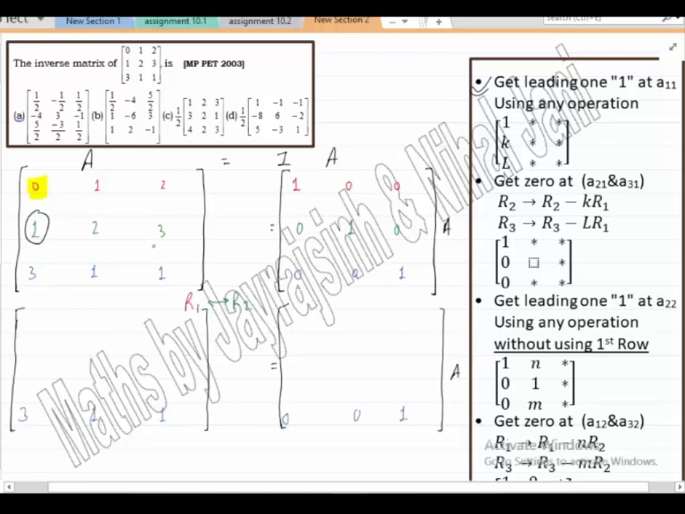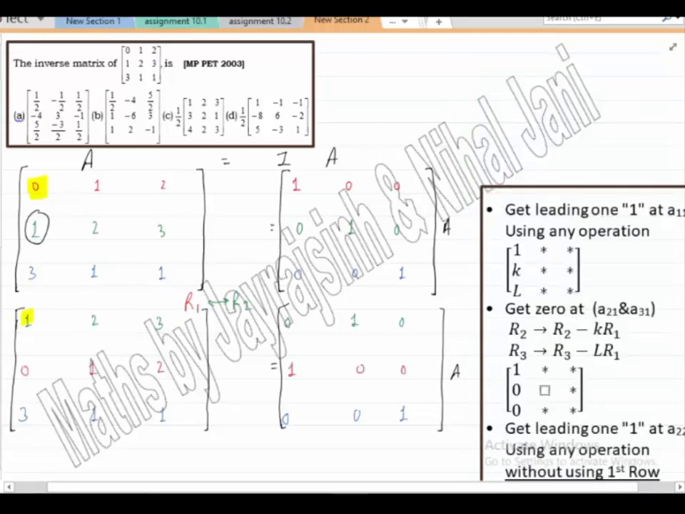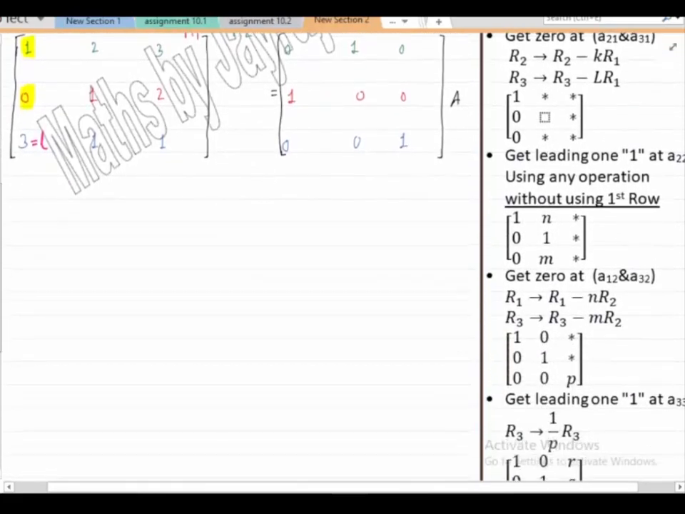Now the second row will become your first row, so 1 2 3 0 1 0, and the first row will become your second row. So finally we get the leading one as well as we get the 0 at this point. So we just need the value of L, right? Okay, now let's move to the next step.